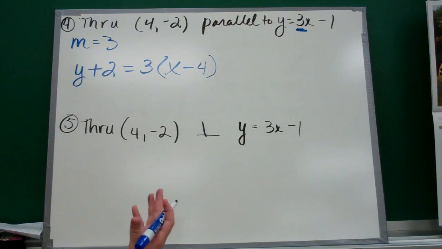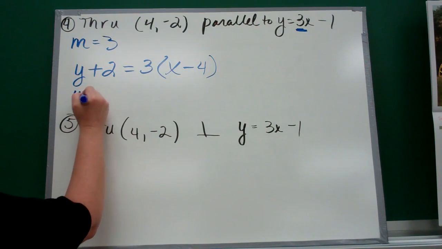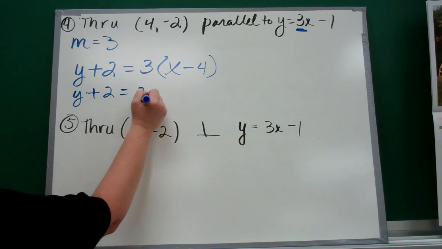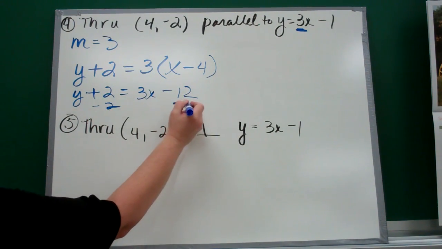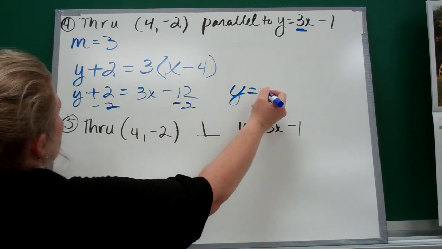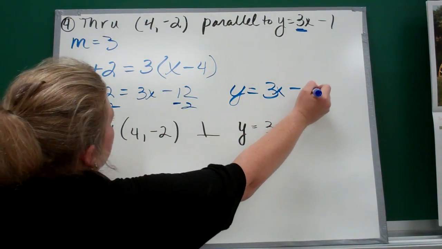Let's convert it to slope-intercept. y plus 2 equals 3x minus 12. Subtract 2 from both sides. y equals 3x minus 14.